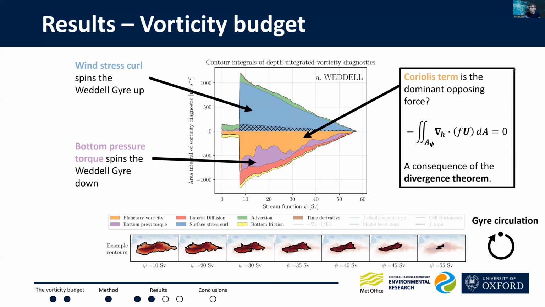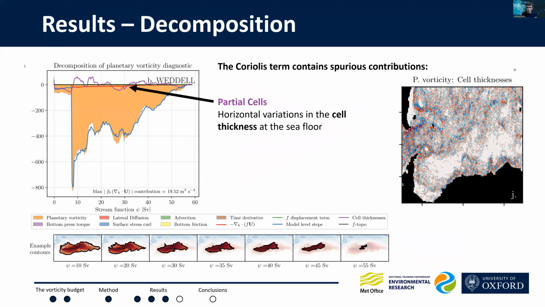So let's zoom in on that orange contribution now. Now, in our paper, we decompose this orange contribution into 5 spurious components, and it's all about the structure of how we calculate the Coriolis acceleration. But in this example, only 2 particularly matter. The first is the contribution due to partial cells, that purple line there. This arises from the cell thicknesses at the seafloor varying horizontally. This is a sort of crude way to represent a smoother bathymetry.